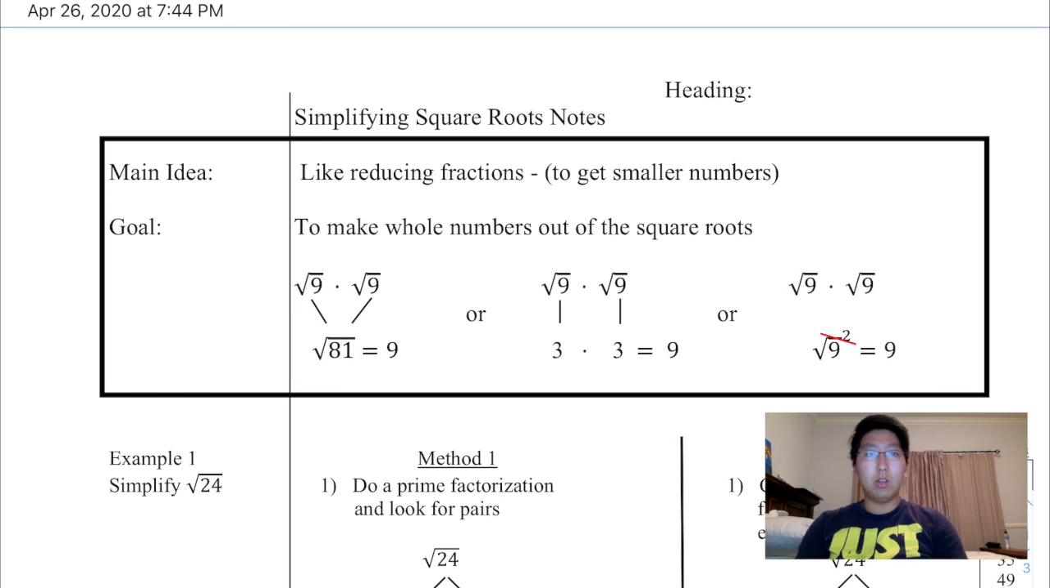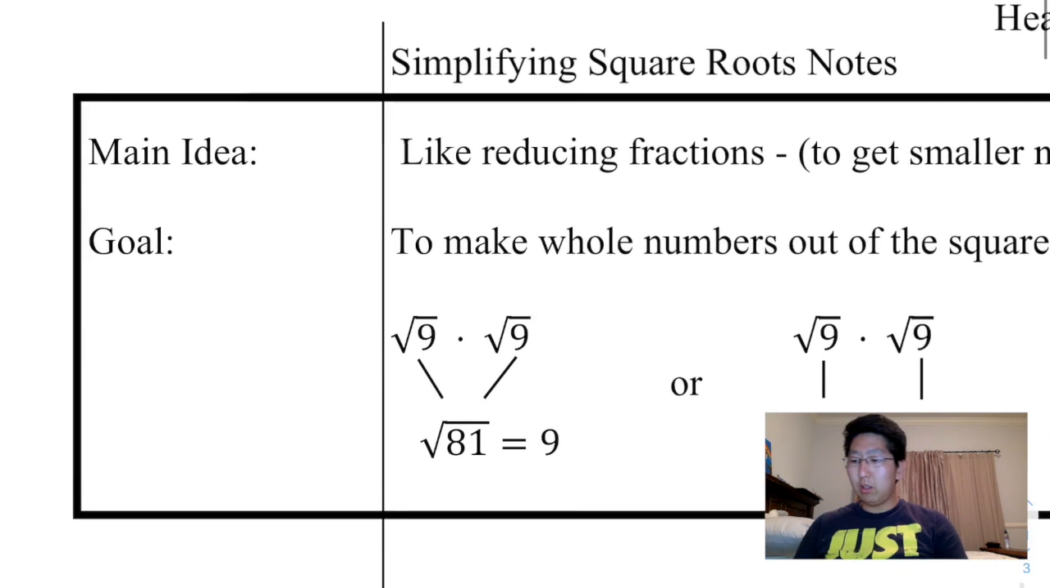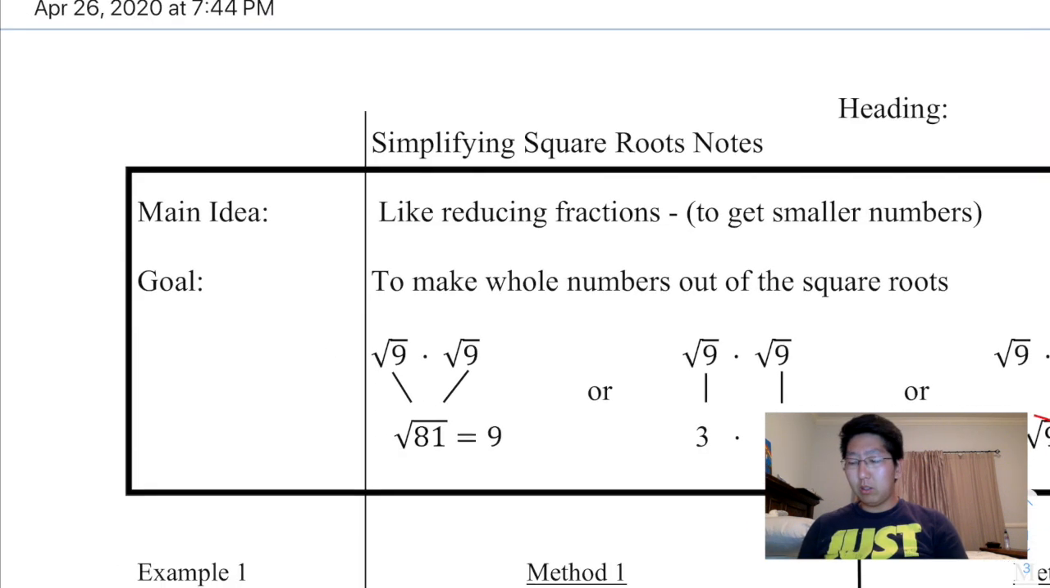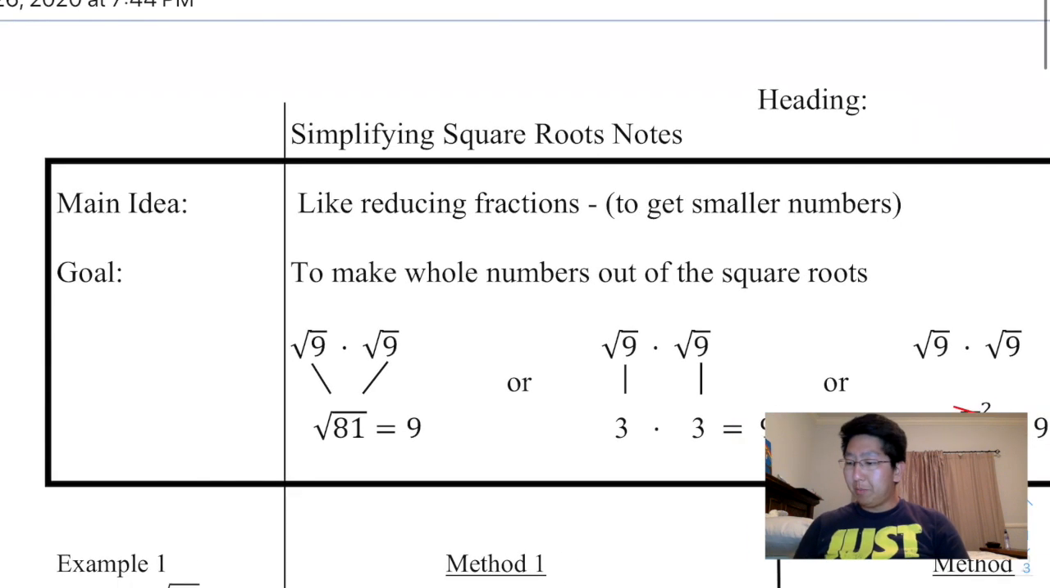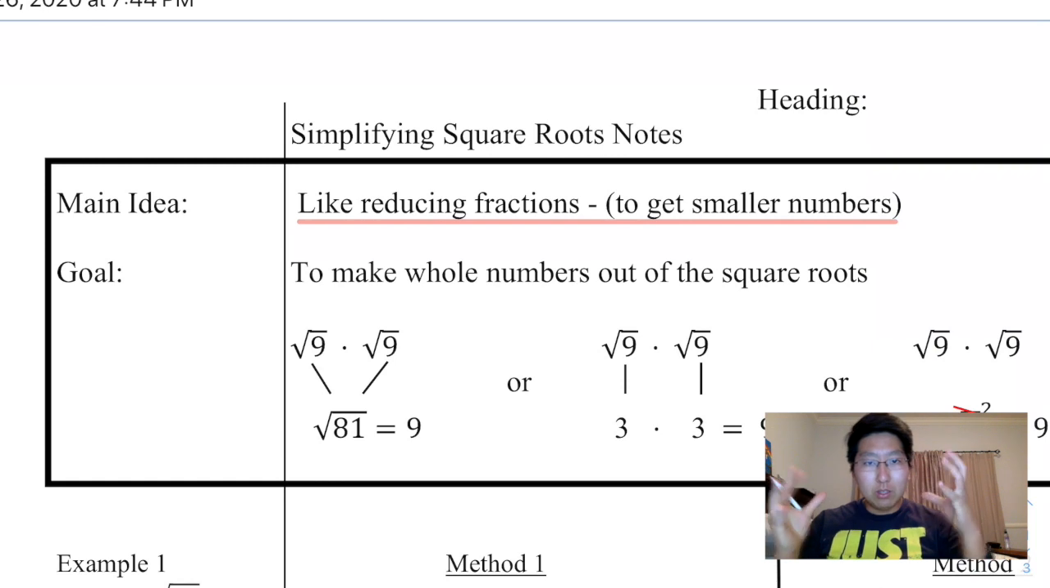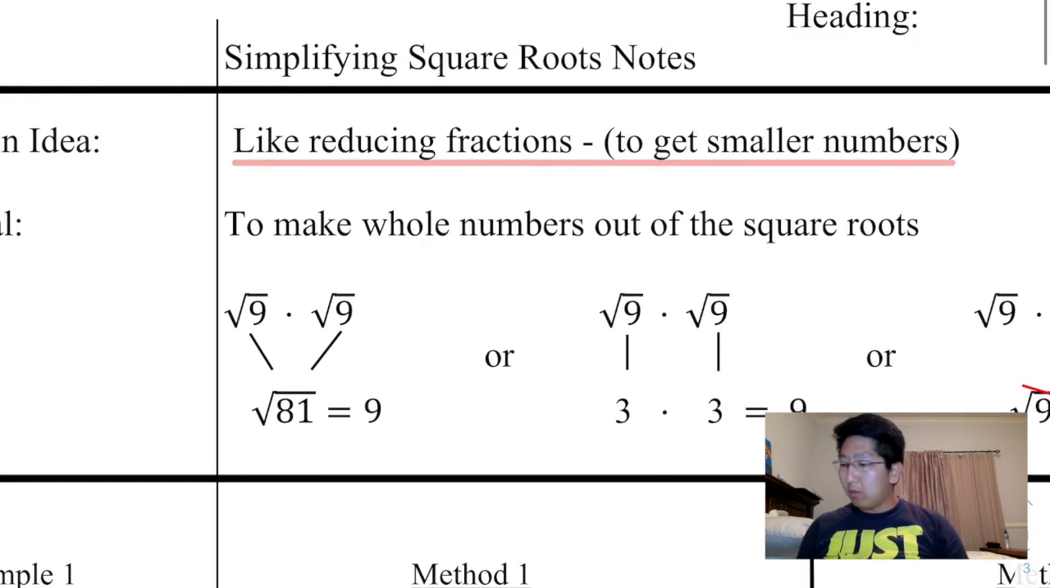Here are today's notes on simplifying square roots. So here, the first thing we want to do is look at this box and notice this. The main idea here is kind of like reducing fractions. Our goal is to get smaller numbers. So the main point of simplifying, like any other equation we would simplify, is to make it smaller, to make it easier to read. So it's like reducing fractions or getting small numbers. So the goal here is to make whole numbers out of square roots.